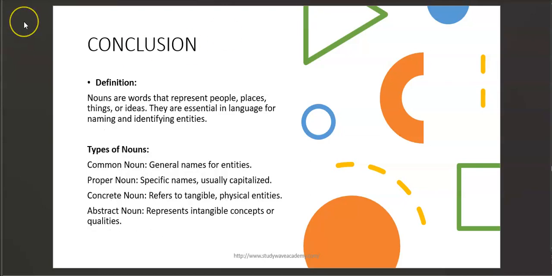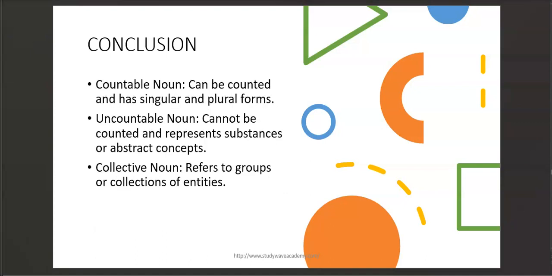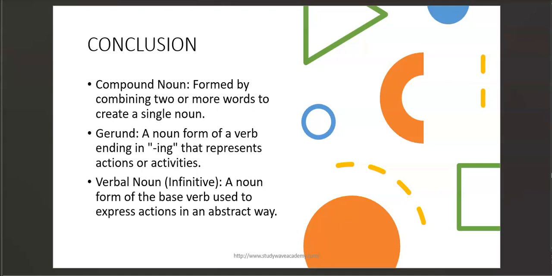We've looked at definitions of noun, and I've told you what nouns are. We talked about the definition, and I explained that nouns are just naming words, and that is simply what nouns are. We looked at the different types: the common nouns, the proper nouns, the concrete nouns, abstract nouns. We looked at the countable nouns and uncountable nouns, collective nouns. We looked at the compound nouns, gerund nouns, and the verbal nouns.